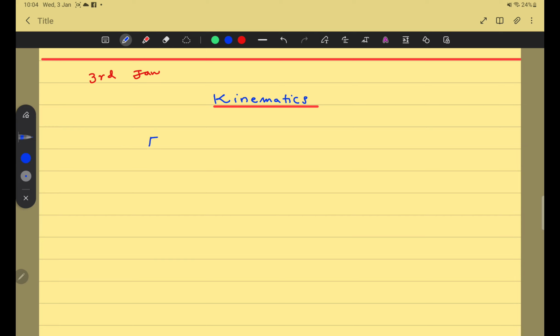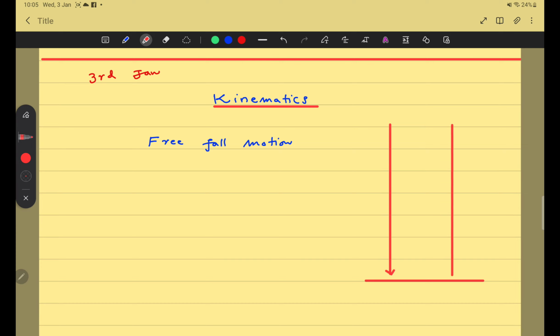free fall motion. What is the meaning of free fall motion? Free fall motion means an object is falling down, or an object is thrown upward, and only the force of gravity is acting on it. If only the force of gravity is acting, with no air resistance, no upthrust, then such a motion is called free fall motion.